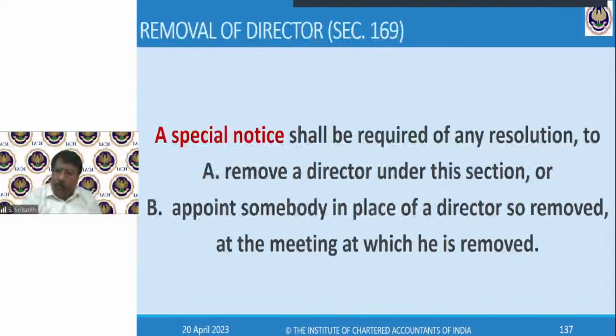No problem. You can. See, I told you now, I'll give an example like this. Don't get angry with me. So nothing wrong. One gentleman named donkey, another gentleman named monkey. That's all. So you want to remove donkey and appoint monkey in his place at the same meeting at which he is removed. That's all. Okay. So because I'm used to using this donkey, monkey example, so permit me to do that.